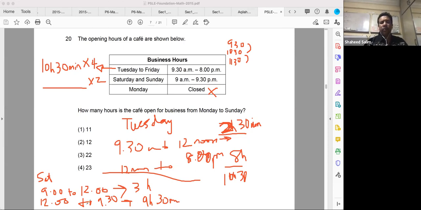How do you know? See, you count forward. 12. You start with 1, 2, 3, 4, 5. You start with 1 at 1 o'clock. So by the time you reach 9:30, 9 hours 30 minutes. So you add together, you get 12 hours and 30 minutes. So the first one, 10 hours 30 minutes times 4. Second one, 12 hours 30 minutes, you times by 2. Then you add them together. Try.